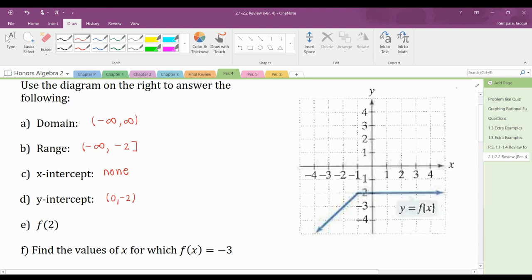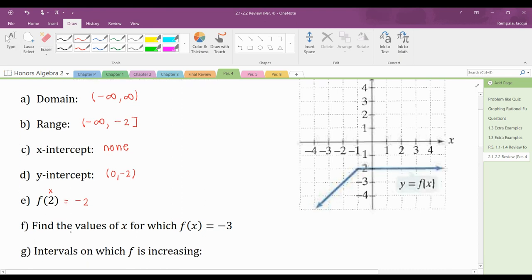Remember, when it says f of 2, well, 2 is representing your value for x. So I want to go over to 2 on the x-axis and find out where my function is. Notice that that would then be located down here. And so my answer would be -2. I'm finding the y value.